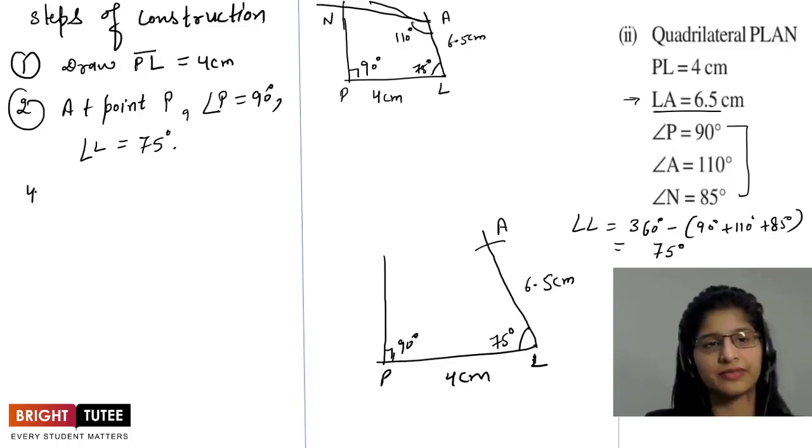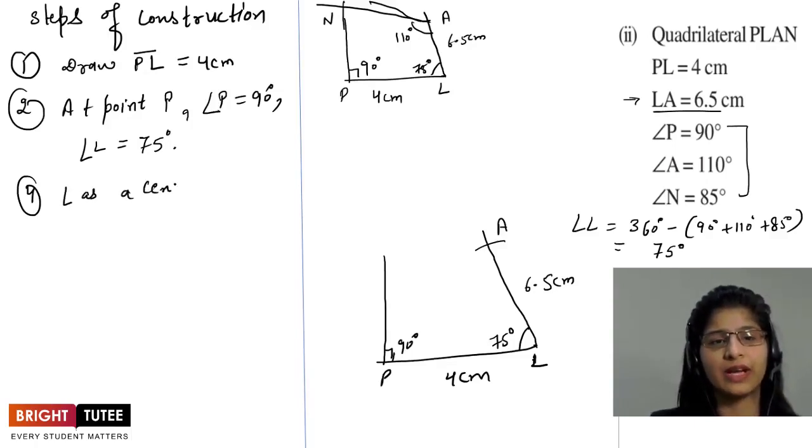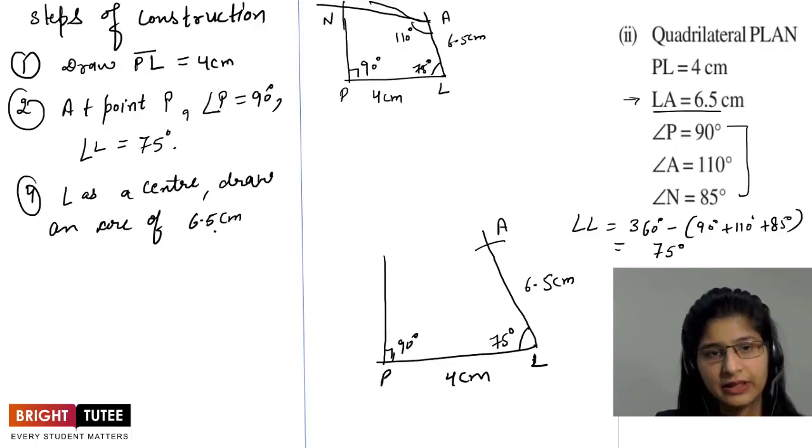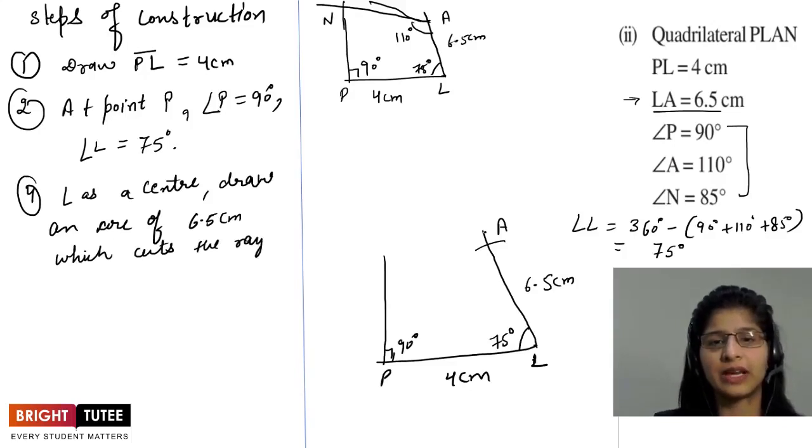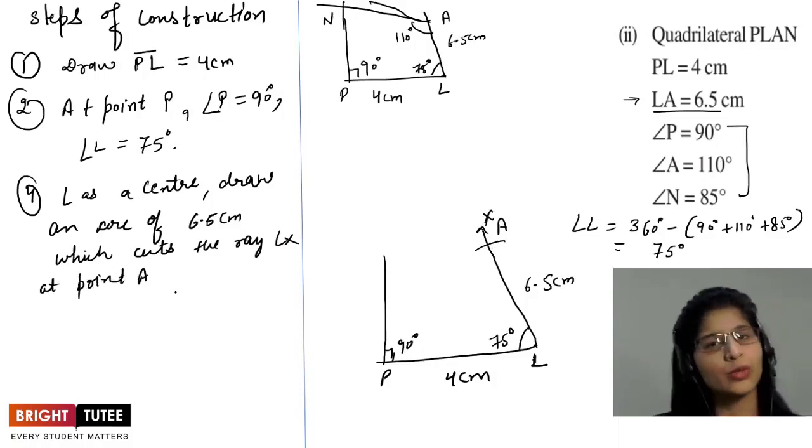So we'll write this step fourth. We have written the angles. Now, keeping L as a center, draw an arc of 6.5 centimeter which cuts the ray. You can name the ray as LX also, right? LX, and it's okay to say just cut the ray at point A, right? So we have got our LA.